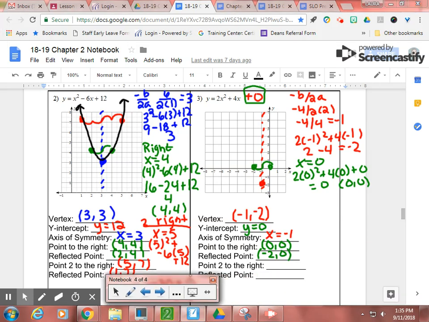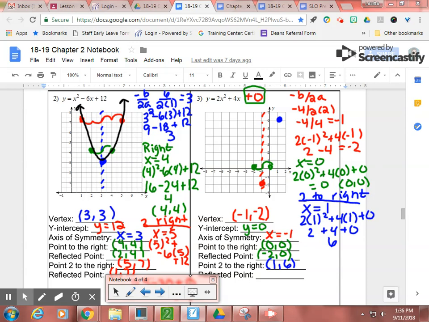Okay, so now we want to go 2 to the right. To go 2 to the right, if we started at -1, puts us at x equals 1. So I'm plugging that into my equation. 2 times 1 squared, plus 4 times 1, plus 0 is going to give me 2 plus 4 plus 0, which is 6. So we plugged in 1, and we got back 6. So over 1 and up 6. And our reflected point, I'm 2 away, I'm going to go 2 away on this side, which is the point -3, 6. Last step is to connect our dots.